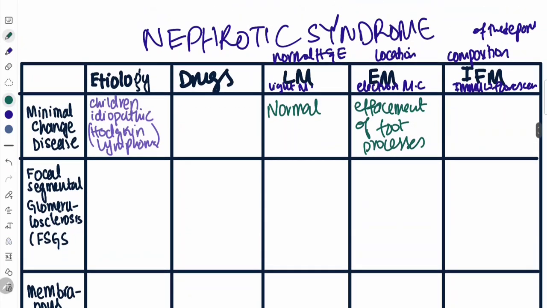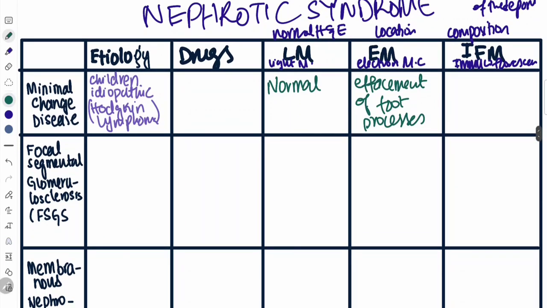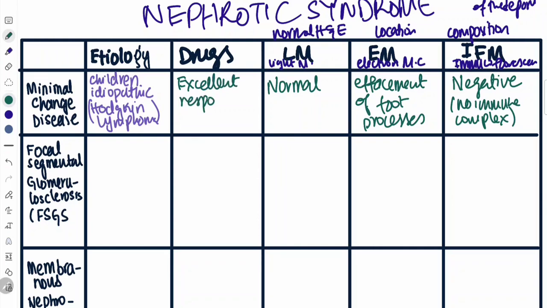On immunofluorescence, what are you going to see? You are going to see nothing. It will be negative. Why will it be negative? It will be negative because there are no immune complexes formed, right? So because there are no immune complexes, it is going to be negative. See, this makes it simple. What are the drugs you can give to this patient? Excellent response to steroids.